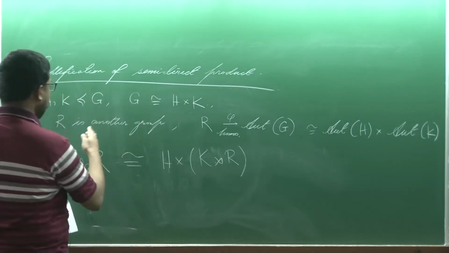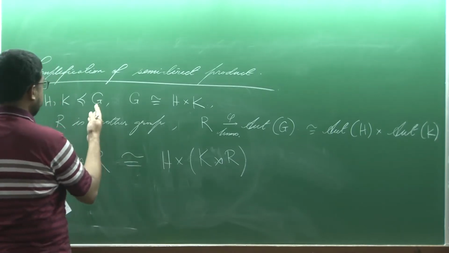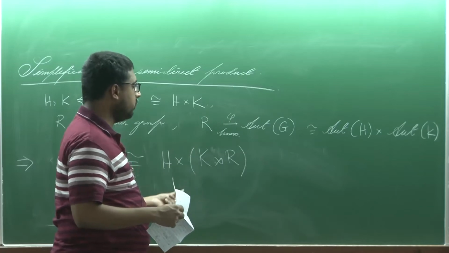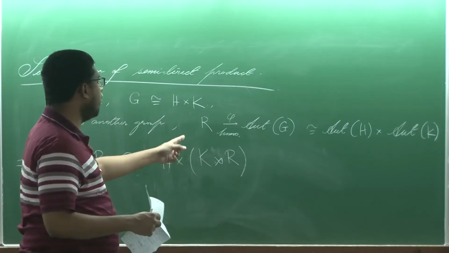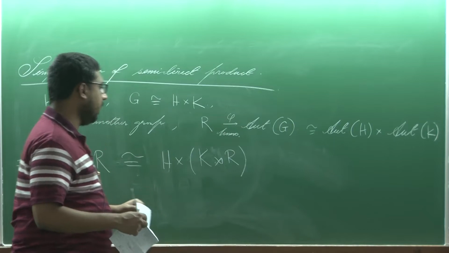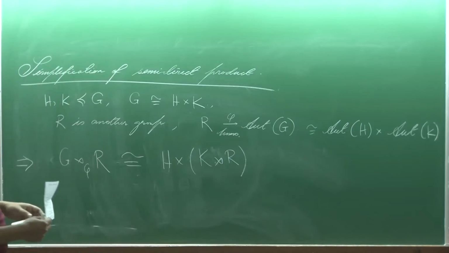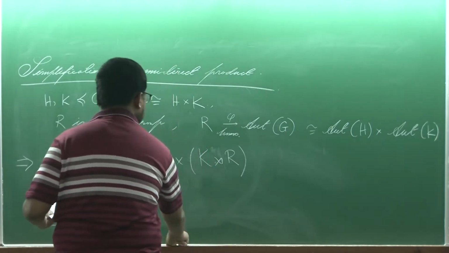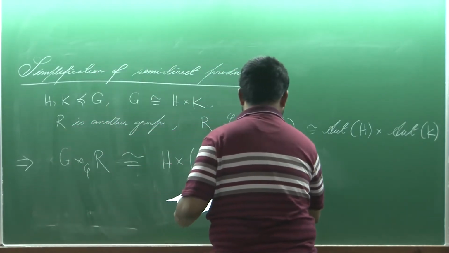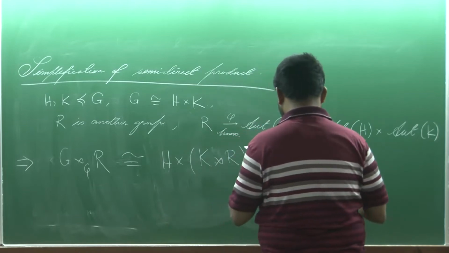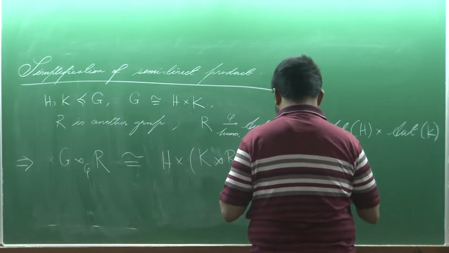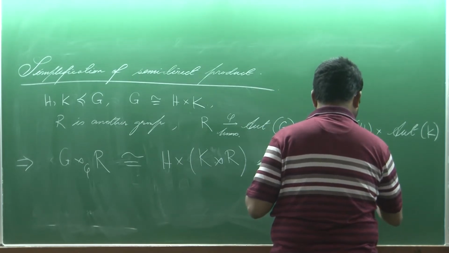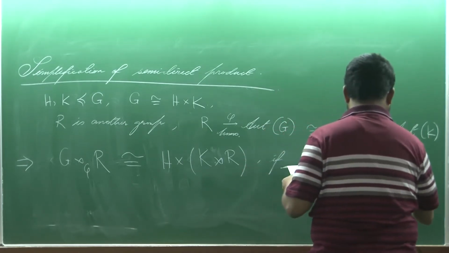So if G is the direct product of two characteristic subgroups, then for any other group R and homomorphism from R to Aut(G), this happens. Well, I think I missed something. Yes, of course I have missed something. If this happens, that is, if R is being centralized by H.